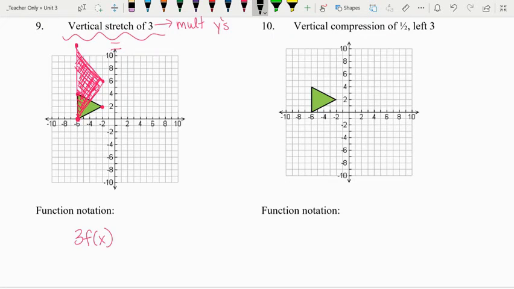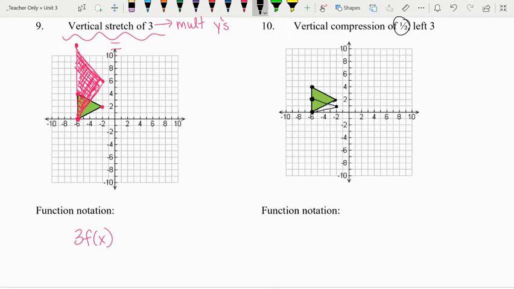And then our last one, we want a vertical compression of 1/2. So if it's 1/2, that means I'm dividing all my y's by 2. So again, 0 stays 0, but this one is 4. 4 divided by 2 is 2. And this one is 2. 2 divided by 2 is 1. So then I can connect those dots, right?